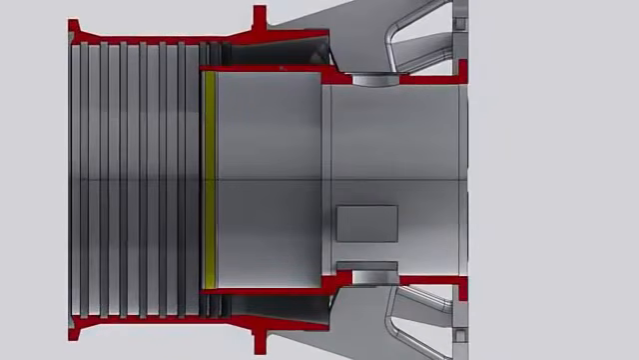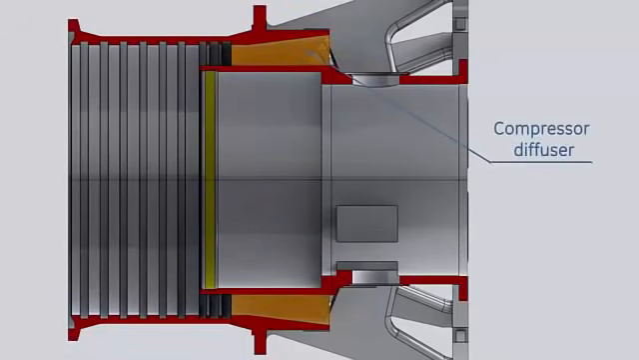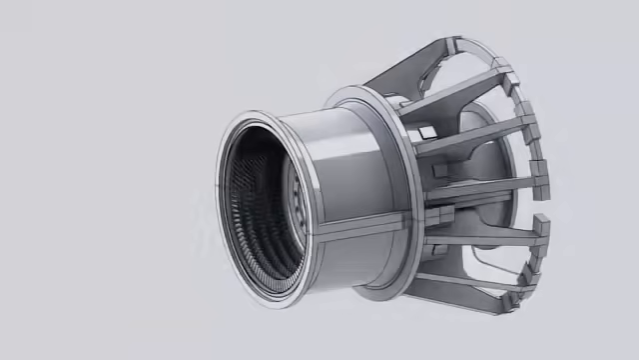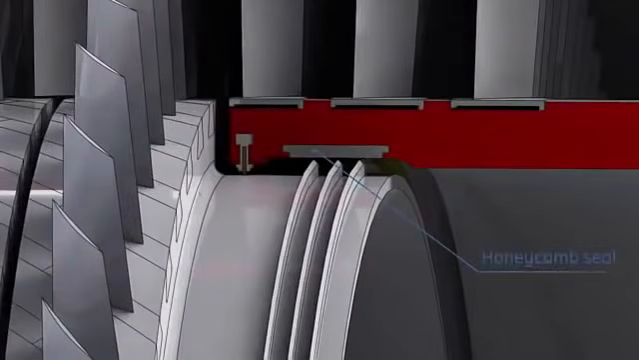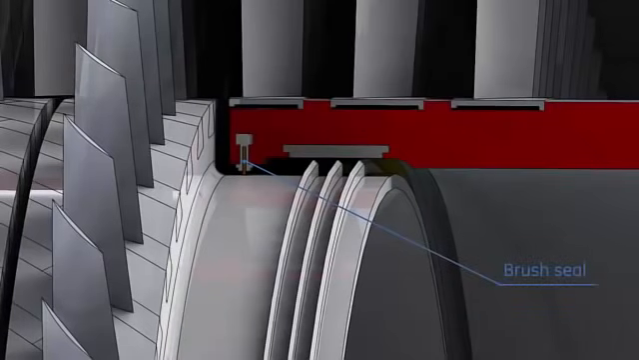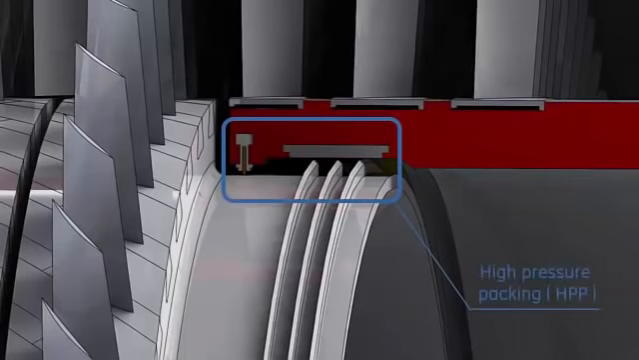The inner cylinder is extended to the forward side by the inner barrel. The inner and outer cylinders of the discharge casing form the compressor diffuser, which converts some of the kinetic energy of the compressed air into a pressure rise. At the forward end of the inner barrel, a honeycomb seal is installed to mate with the labyrinth teeth on the aft stub shaft. A brush seal is running against the rotor's smooth surface. This arrangement is also known as the high-pressure packing.